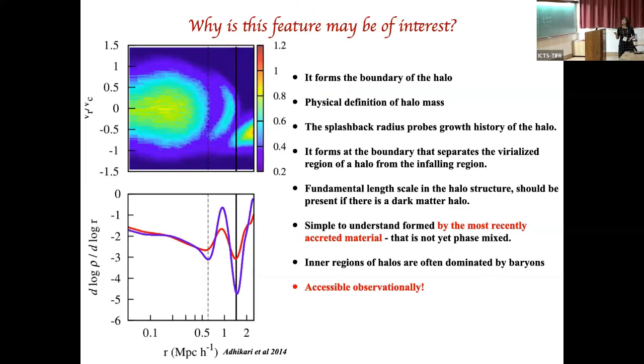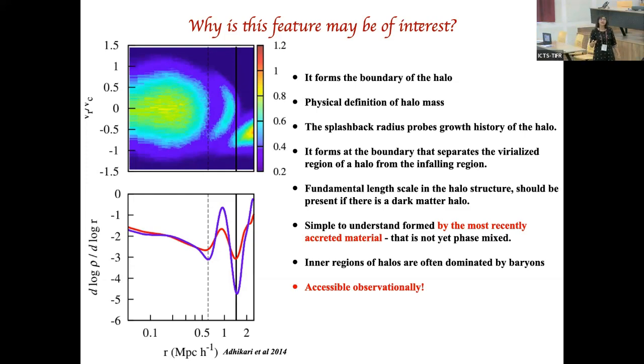So one of the things, I always like to write this down, is why this may be of interest at all. Of course it gives us a dynamical boundary for the halo. It gives us a physical definition for what we can call the orbiting mass in the halo. It probes the growth history of the halo. It's also a fundamental length scale. It's a feature in the dark matter distribution.